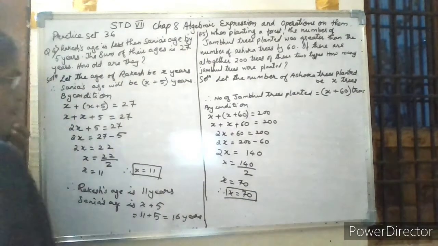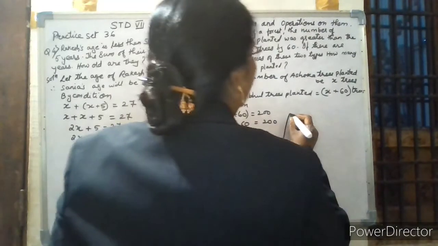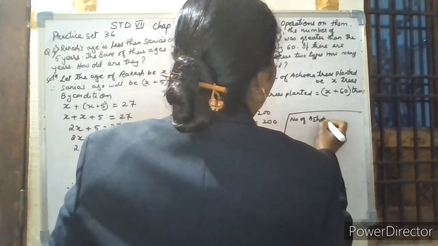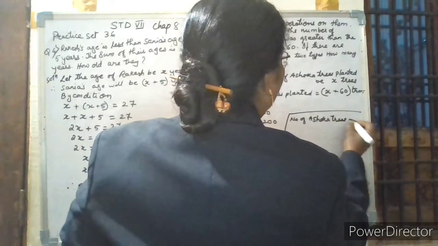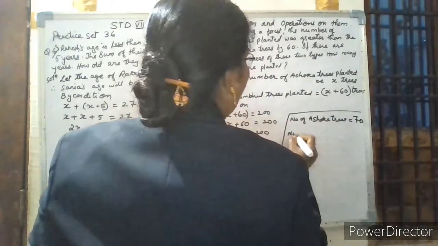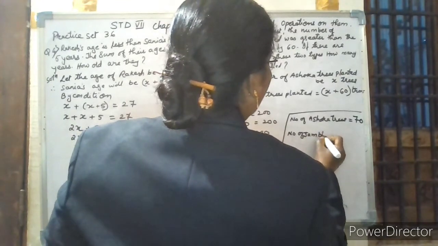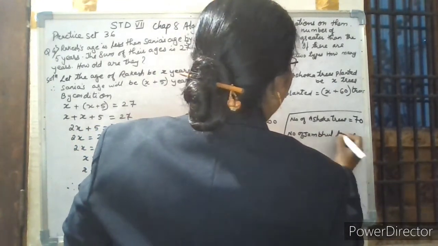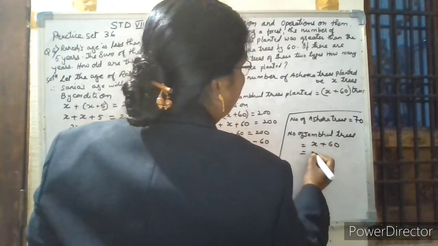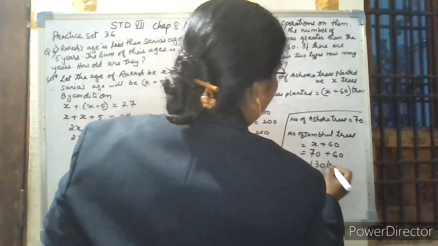So we can find out the number of trees planted. The number of Ashoka trees is directly X, that is 70. Then the number of Jambul trees is equal to X plus 60, that is 70 plus 60, that is equal to 130 trees.